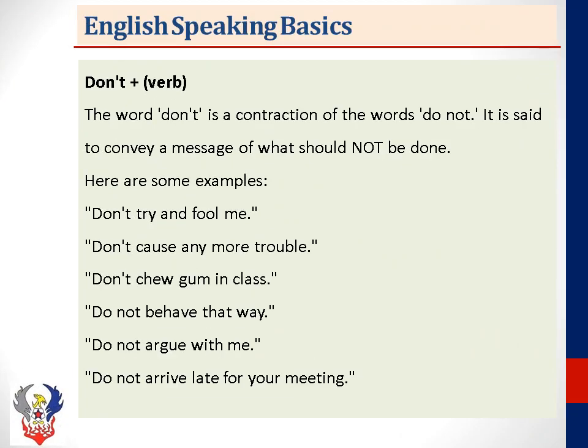Don't plus verb. The word don't is a contraction of the words do not. It is said to convey a message of what should not be done. Here are some examples. Don't try and fool me. Don't cause any more trouble. Don't chew gum in class. Do not behave that way. Do not argue with me.